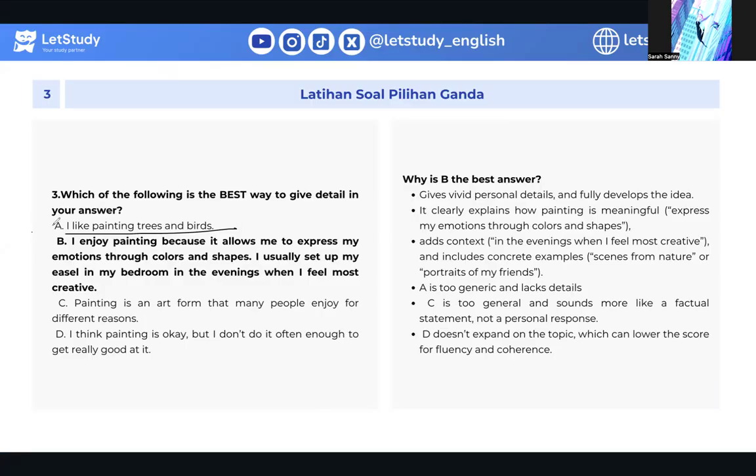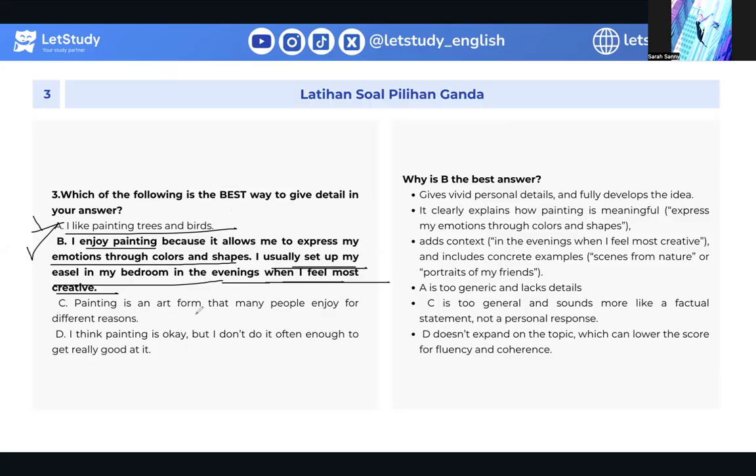Jadi karena ini salah. Untuk B itu, "I enjoy painting because it allows me to express my emotions through colors and shapes. I usually set up my easel in my bedroom in the evenings when I feel most creative." Now, bagian B itu mengasih detail kan, like why do I enjoy painting, where do I do it, when do I do it. This one gives the most detail, kayak menjawab why, where, and when. Jadi karena ini B itu jawaban yang paling tepat.